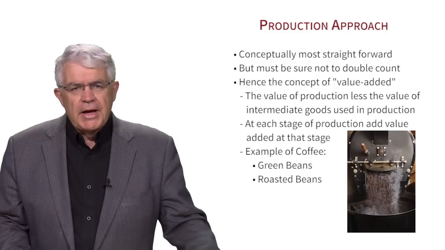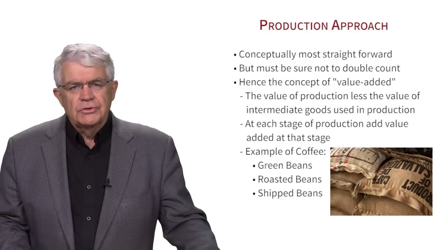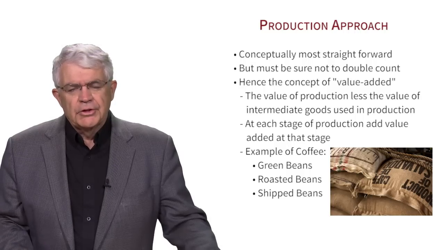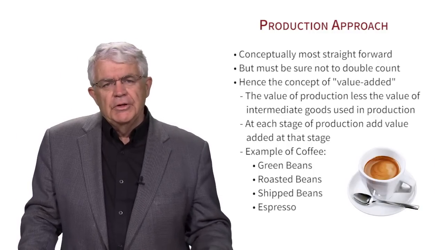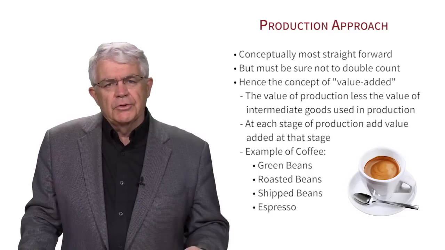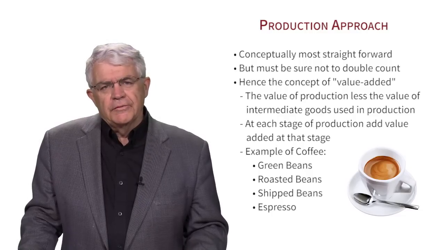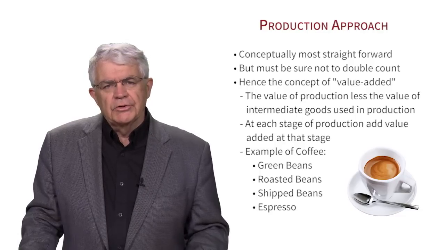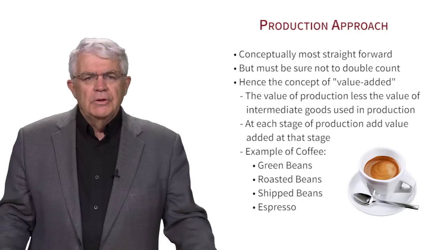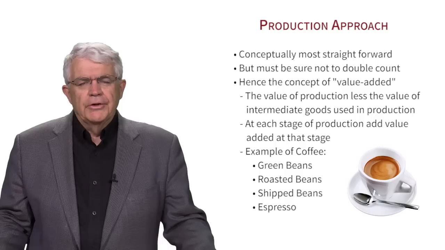And then there's some value added by shipping the beans, the expense that goes into moving and packaging the beans from different places around the world. So the value added of the shipped beans is the difference from what you sell, the production value of the shipped beans, less the roasted beans that went into that. And finally, the espresso itself. The beans get to the store, people make the espresso, and the value added of the espresso is the difference between the value of the espresso as people purchase it and the value of the shipped beans that went into that. If you add those all together, you get the ideal of not double counting the economy.